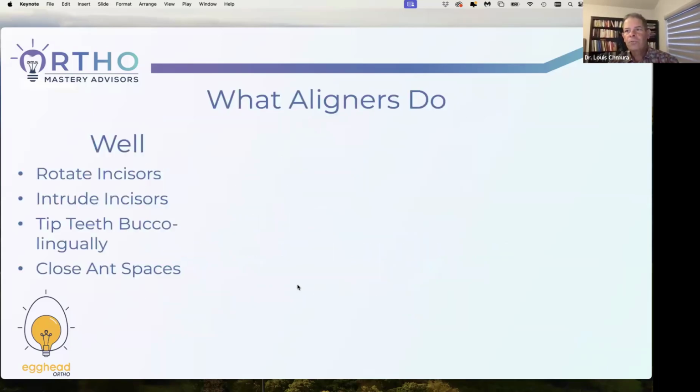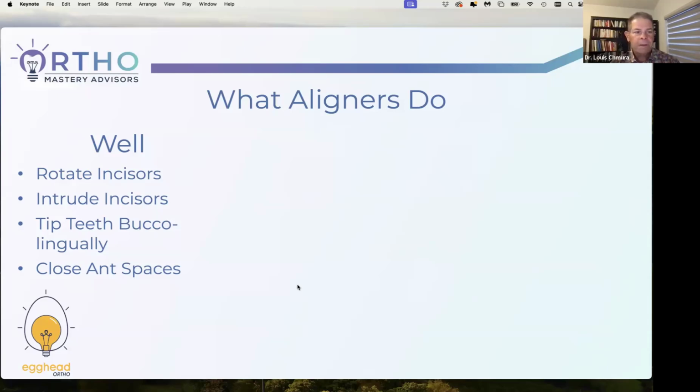So what do aligners do well? You need to know this when you're choosing cases, right? It's not a question of will it work. Of course it will work, but what it does well will dictate how long it takes to do it or how well it does it. So what does it do well? Well, it rotates flat teeth. If you have an incisor, you can put force on it here and here and cause a moment. That's not as easy to do when it's a round tooth. You can intrude incisors fairly easily.